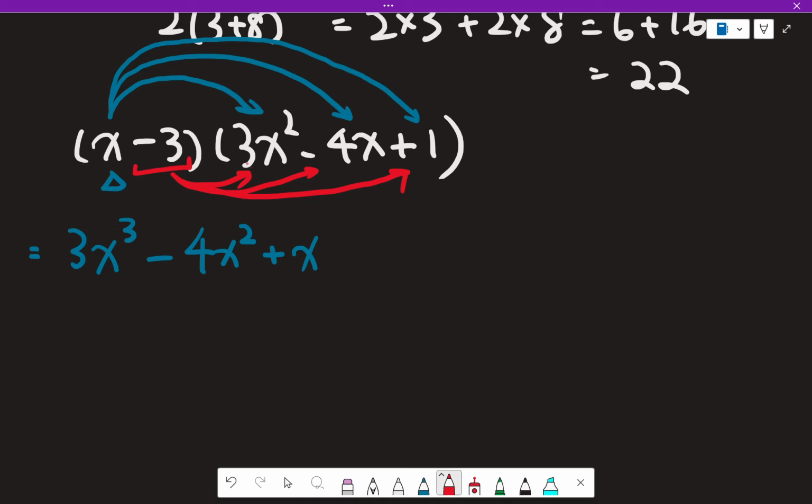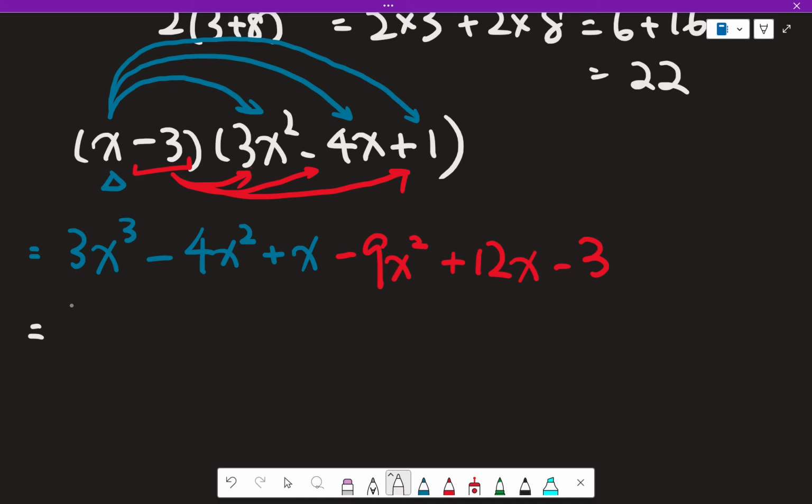So negative 3 times 3x squared, we will get negative 9x squared. Negative 3 times negative 4x, we will get a positive 12x. And negative 3 times positive 1, we will get negative 3. So, what can we get out of this?